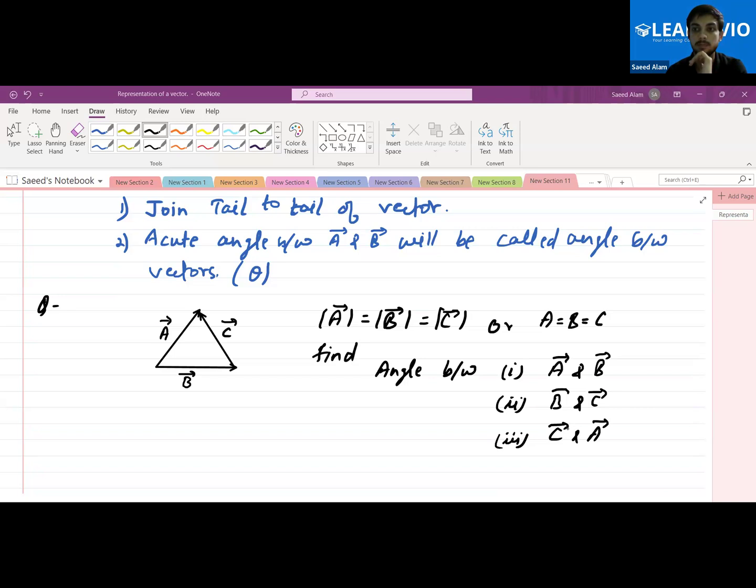60 degrees. What are you saying about A and B? You are saying A and B to be 60 degrees. Okay, I'll write your answers here. Then B and C. But see, always follow the same thing that I told you: join tail to tail, and whatever angle you find there, just report it.